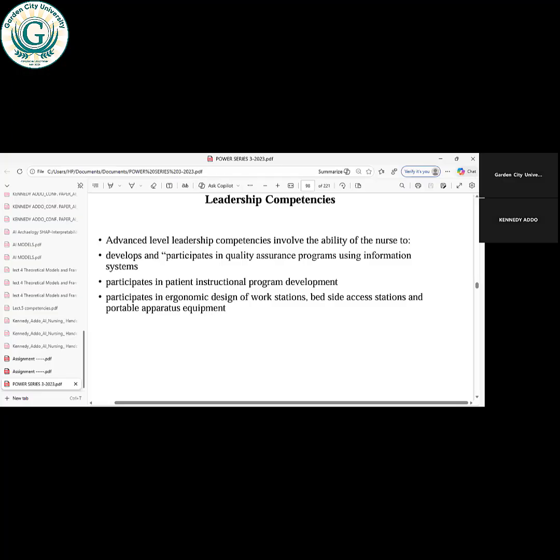You develop and participate in quality assurance programs, always looking for excellence, trying to make sure that the system gets more improved. Participate in patient instructional program development. For how long are we always going to engage our patients through health education? Every 7 a.m. or let's say 7:30, we organize our patients at the OPD. We educate them before they move in to access their services.